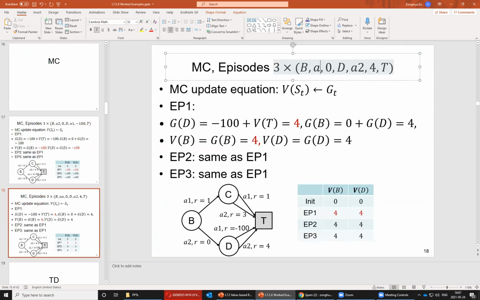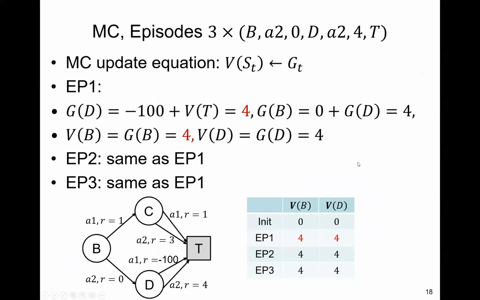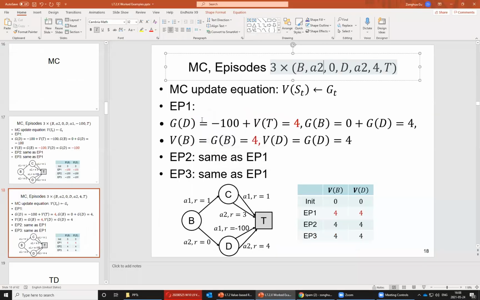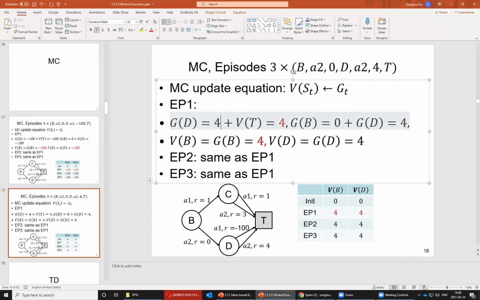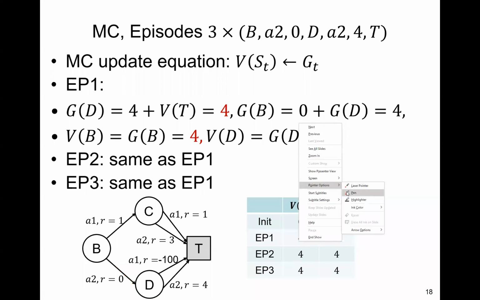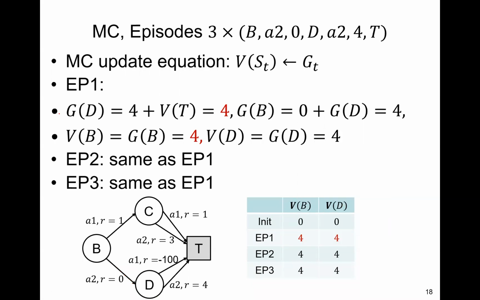Except now you are taking A2 from B. But from D, you're taking A2. So now all the value functions, sorry, I'm too uncareful, so this is 4. So all the value functions are 4 based on the returns of 4. And additional episodes have the same computation.